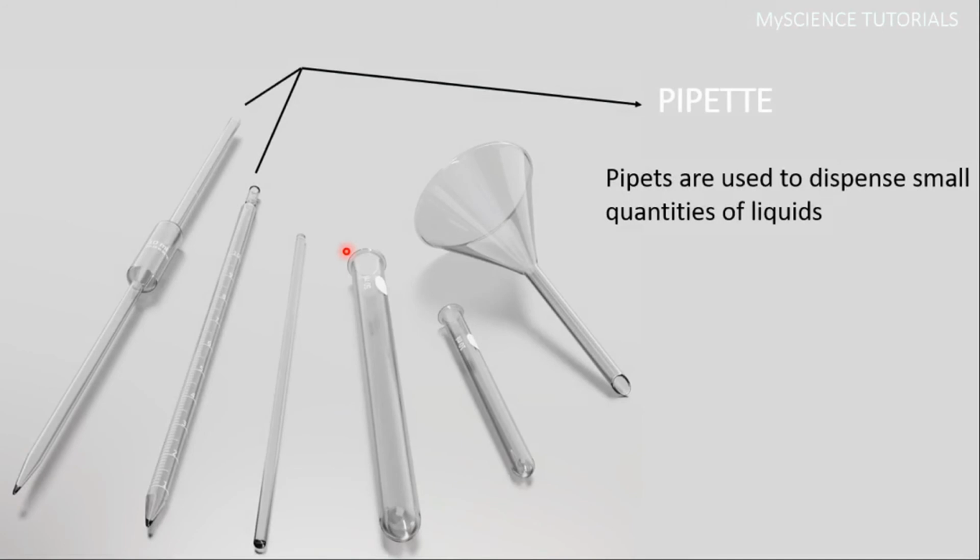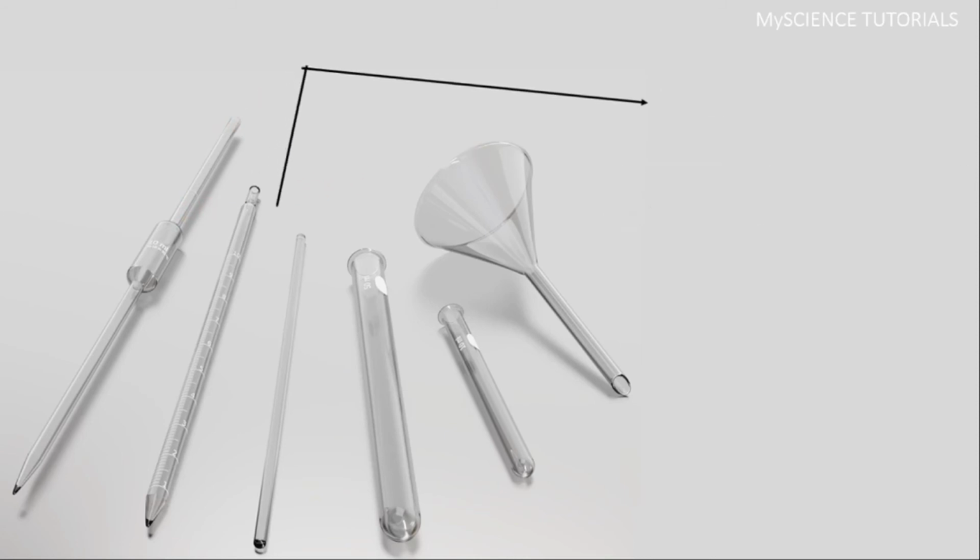Now the next thing we want to look at is the pipette. Pipettes are used to dispense small quantities of liquid. Just like the burette, pipettes can also be used to dispense small amounts of liquids. For instance, if you want to take maybe 25 ml of sodium hydroxide into a conical flask, use the 25 ml pipette to deliver the precise amount of liquid into your flask. So those are the uses of the pipette.